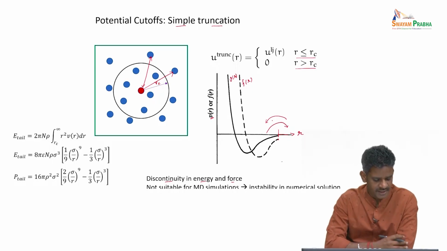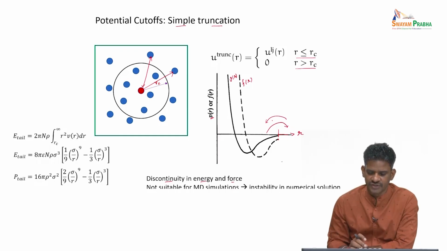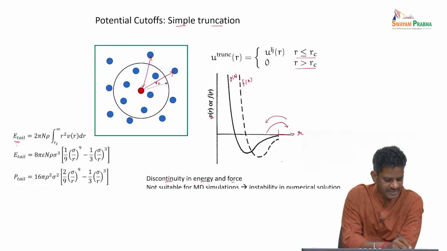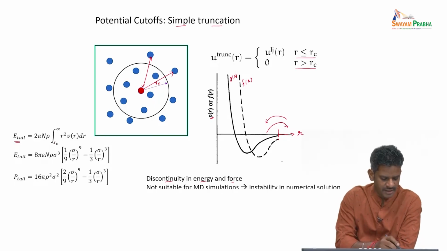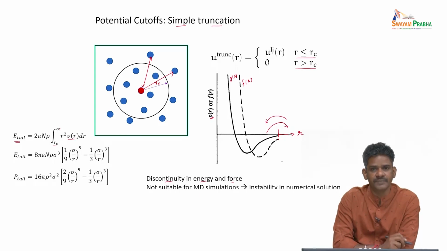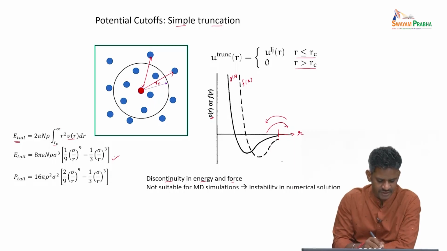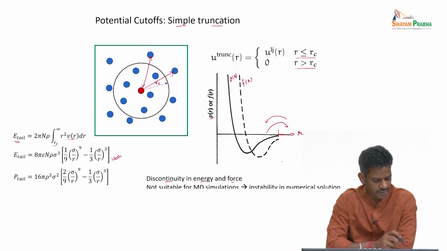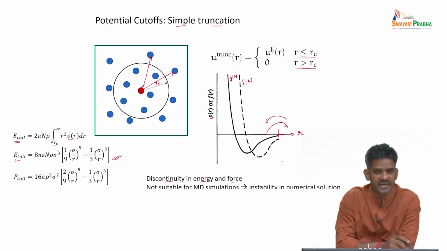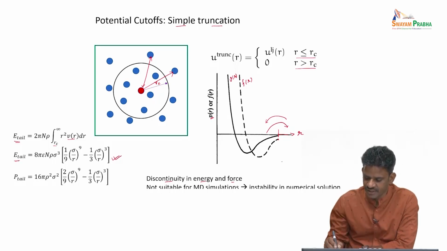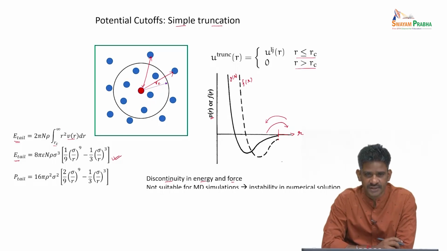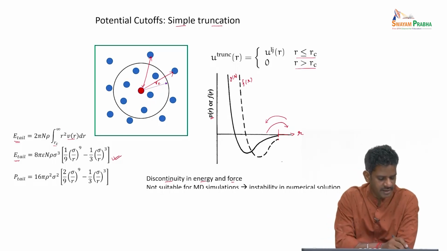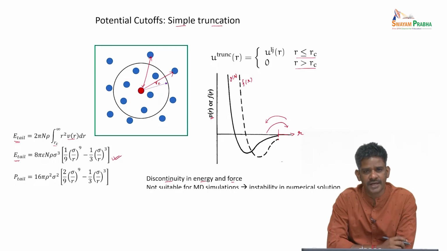But we already noted that such a simple truncated potential can be corrected for energy using what is called the tail correction, by integrating the potential from RC to infinity, and in the case of the Lennard-Jones potential we can substitute and get an analytical expression for the energy. So, the energy that we are losing by simply truncating the potential here can be compensated or corrected by adding a tail contribution at the end of the simulation.